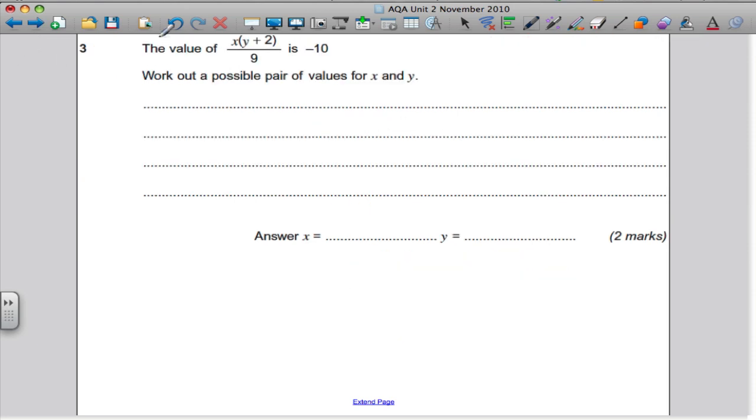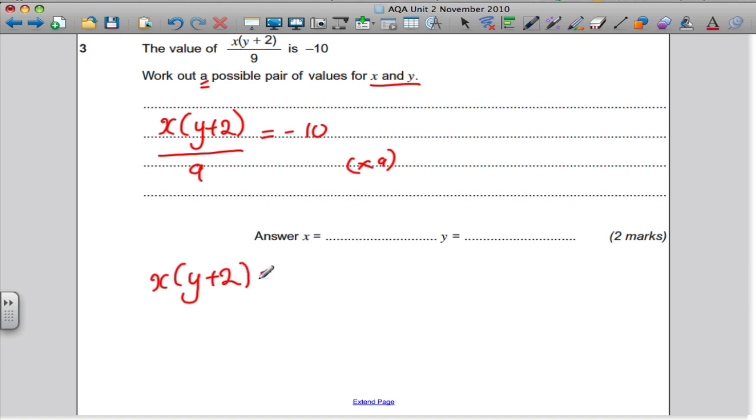Okay, question 3. The value of this expression is negative 10. Work out one possible pair of values for x and y. So you've got that this number x multiplied by y plus 2, all divided by 9, is equal to negative 10. A little bit confusing. Why don't I multiply both sides by 9 just to make it a little bit easier to work with? So I would get x times (y plus 2) must equal minus 90.